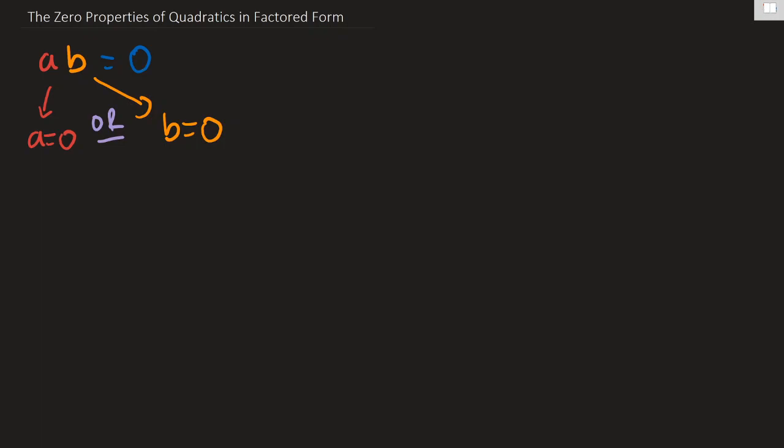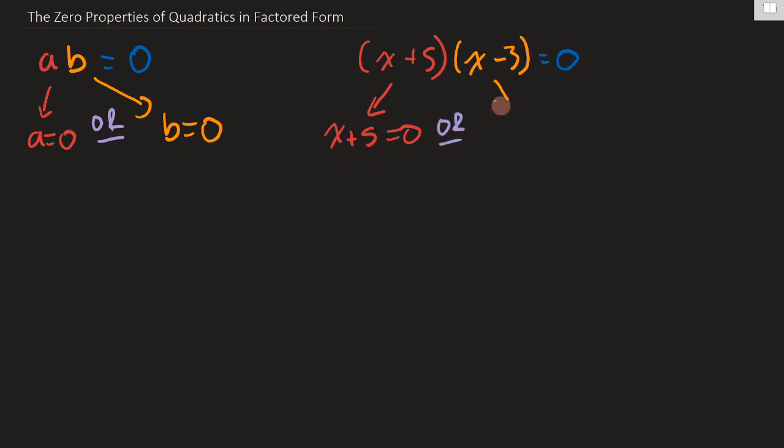So how does this apply to quadratics? Well, let's say we've got a quadratic like x plus 5 and x minus 3 equaling 0. The zero property says that one of these two factors, either the x plus 5 or the x minus 3, must be 0, because this is x plus 5 multiplied by x minus 3. So it's literally the same situation, but instead of just a simple variable here, we have a binomial. So if we break this down, x plus 5 equals 0, or x minus 3 must equal 0.